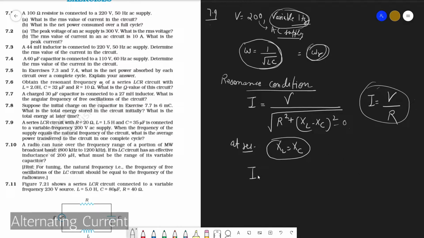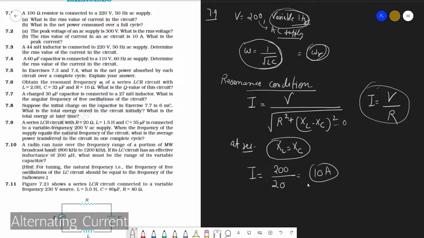So if you calculate I from here, the voltage is given as 200 volts RMS and R is also given, equal to 20 ohms. So 200 by 20 is nothing but 10 amperes. Now he is asking what is the average power transferred to the circuit in one complete cycle. So you need to remember this.